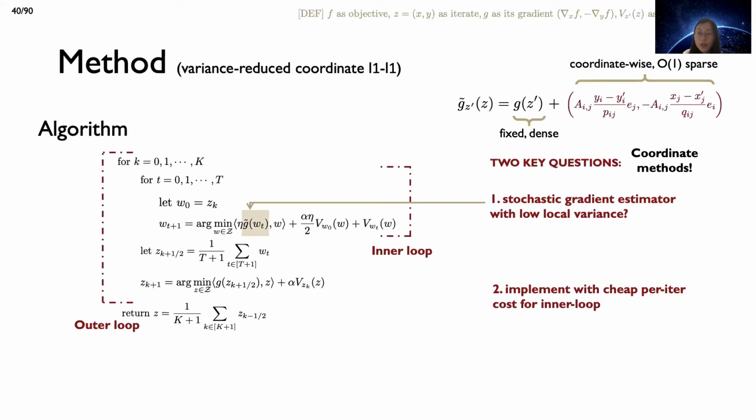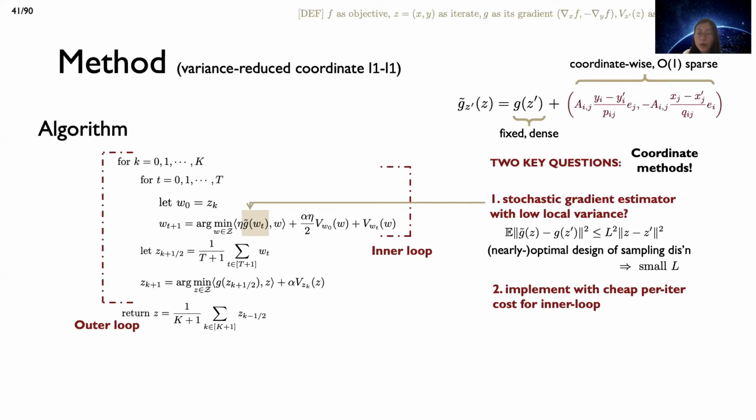Given the bilinear structure of the problem, our gradient estimator is the sum of two vectors. The first is a fixed dense part computed once at the start of the inner loop, which is the gradient at the anchor point. The second is a stochastic estimator of the difference between GZ and GZ prime, which we write out explicitly here. For the difference estimate, we consider an unbiased O(1) sparse coordinate estimator. It has the form listed here and depends on the sampling distributions P and Q which we choose. This is different from previous work, which weighted an entire sampled row or column.